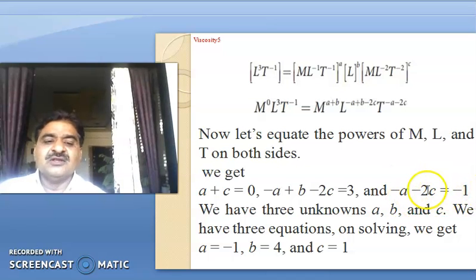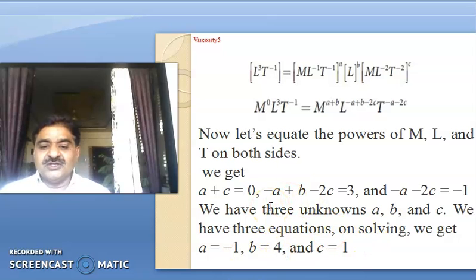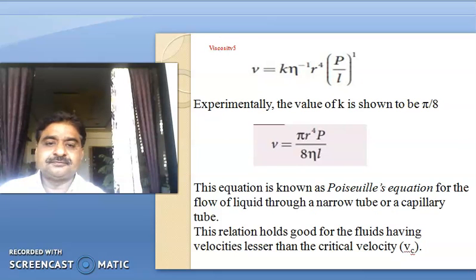Therefore, by solving, C is equal to 1. Substitute the value of C, here 1. A plus 1 is equal to 0 means A is equal to minus 1. In the same way, substituting the values of A and C, we obtain B is equal to 4. Obtaining the values of A, B and C as minus 1, 4 and 1 respectively, we substitute the values here.